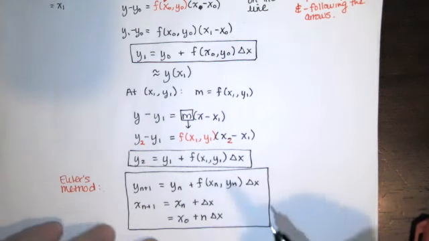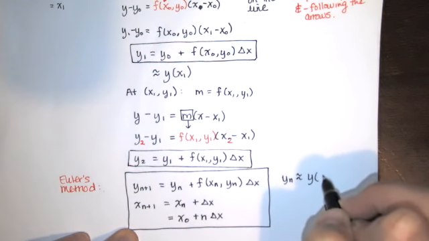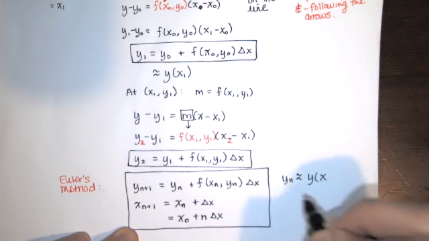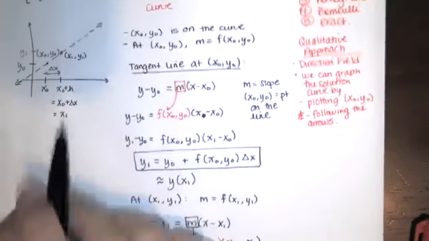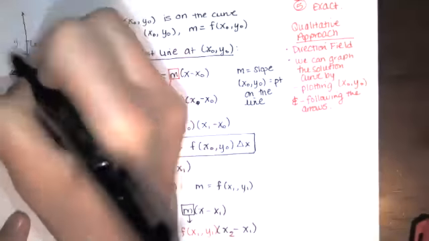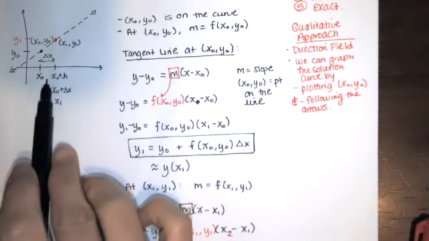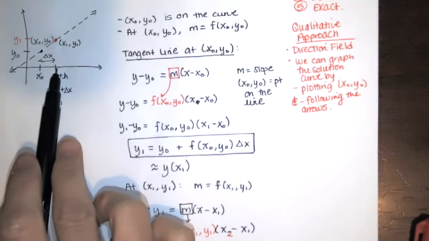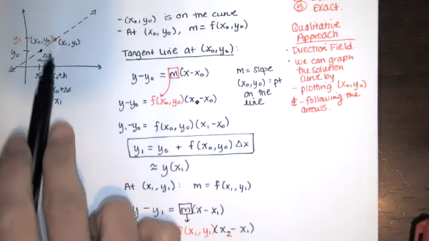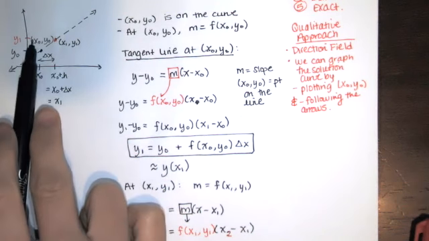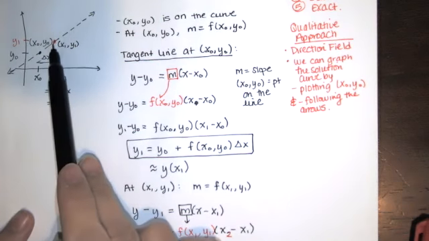Now, I forgot to write this here. y sub n is an approximation of the solution curve at x sub n. Or in other words, if I know that x naught, y naught is on my solution curve, and then I take a little step delta x and I use that tangent line to approximate the solution at x1, well, then y sub 1 is an approximation to the solution at x sub 1. It's not necessarily equal to the solution at x sub 1. I wouldn't actually expect it to be equal to the solution at x sub 1, but it's a decent approximation.